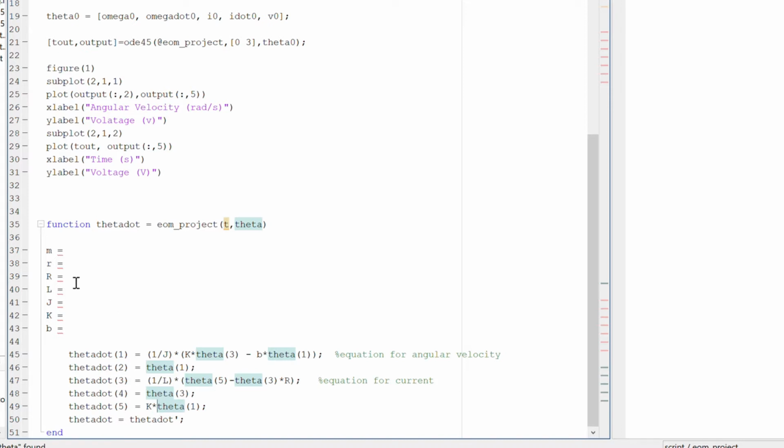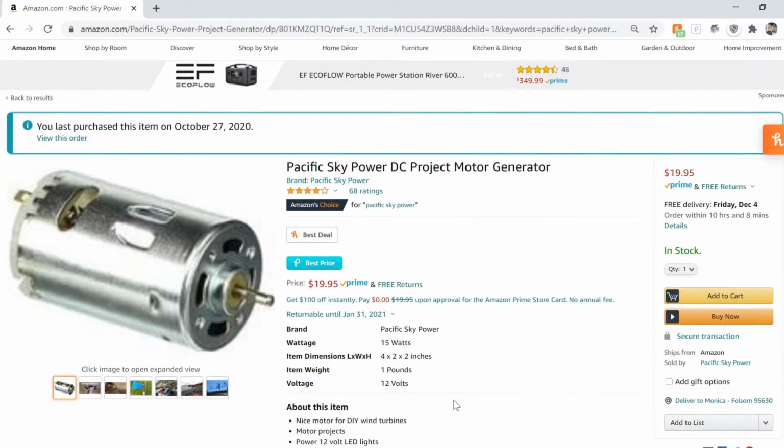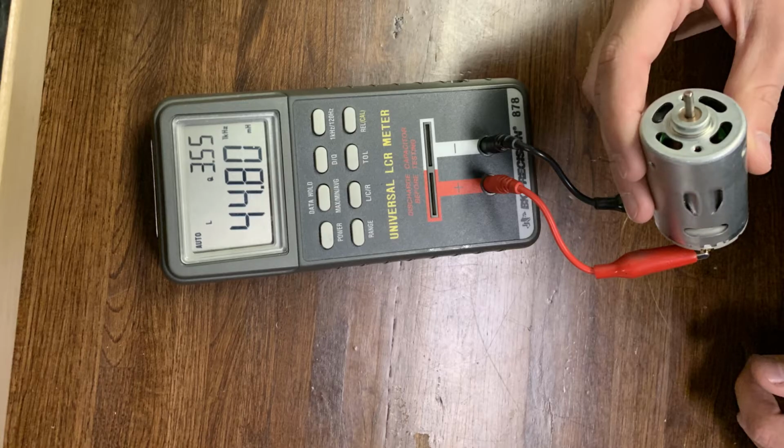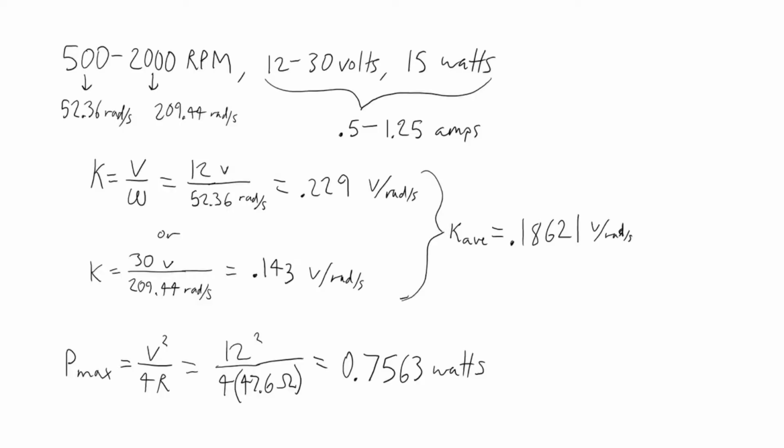Now though, I need values to actually put into my equations. So I picked up a motor that is commonly used for project wind turbines, measured its inductance and resistance, but there was one last value that I needed to find. Now the motor that I bought had hardly any information accompanying it. The product description says that it was a 12 to 30 volt 15 watt motor and that it spun 500 to 2000 RPM. Now out of this I need to try and find the K value.